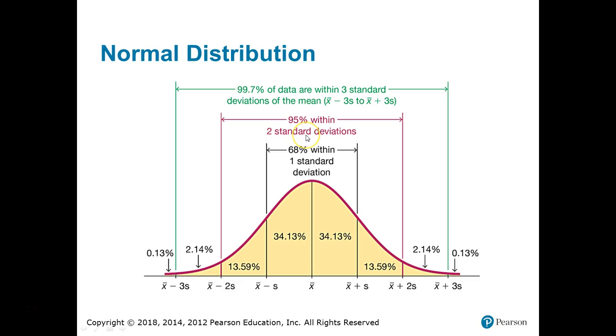Then 95% fall within 2 standard deviations. So 2 standard deviations would be your x bar plus 2 standard deviations to the right. And then 2 standard deviations to the left would be your x bar minus 2s. So 4 total standard deviations are being covered. 95% of the total area falls in this shaded region under the curve, the magenta range. And then same thing for 3 standard deviations has 99.7% of the data falling between that green range right there.